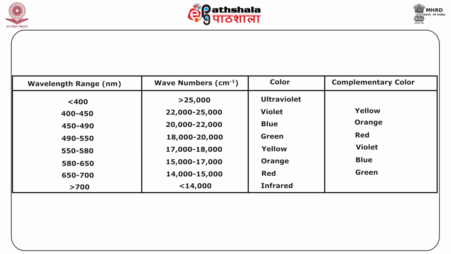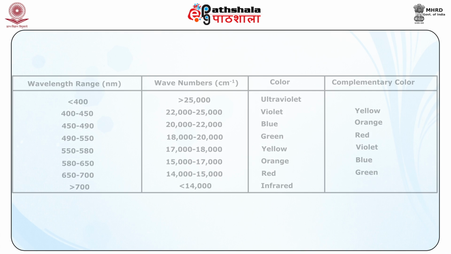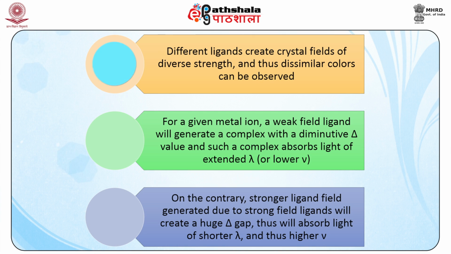Only certain wavelengths, represented by lambda, of light are absorbed, and a compound appears of the color complementary to the absorbed wavelength. This is discussed in the table. Different ligands create crystal fields of diverse strength, and thus dissimilar colors can be observed.